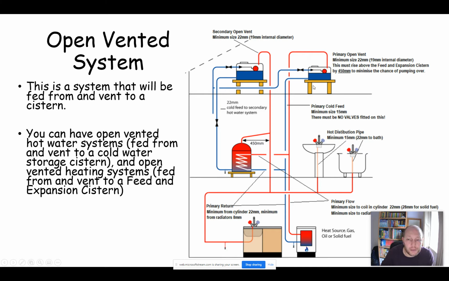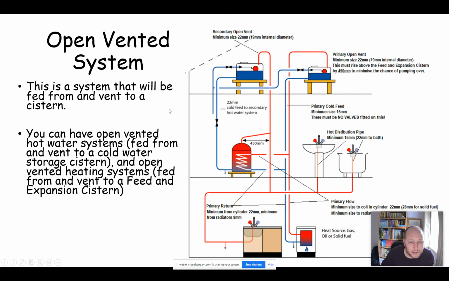But you can also get open vented heating systems. You can see here, this is the primary cold feed, because it's a cold feed to the heating side, coming out of our feed and expansion cistern here, and that's filling up. It'll be used to fill up our heating side. And also we've got a vent pipe, a primary open vent pipe, rising up here and venting into the feed and expansion system.